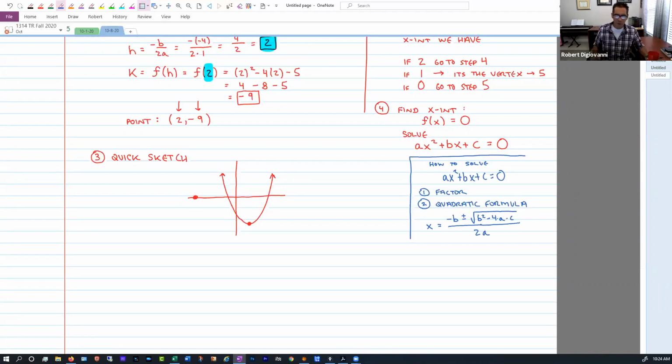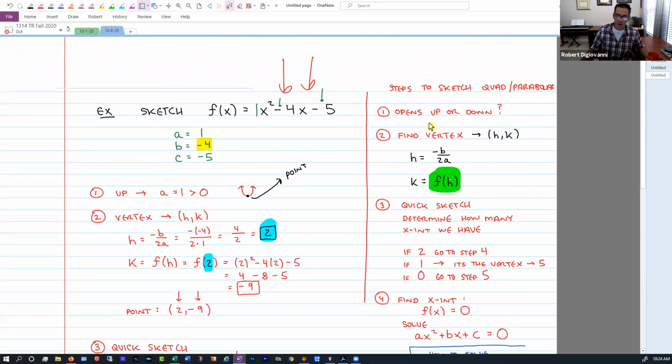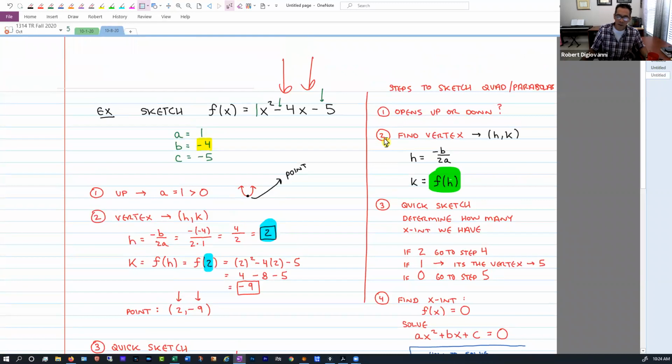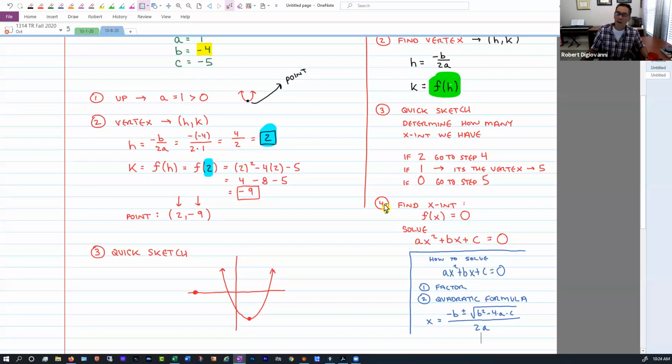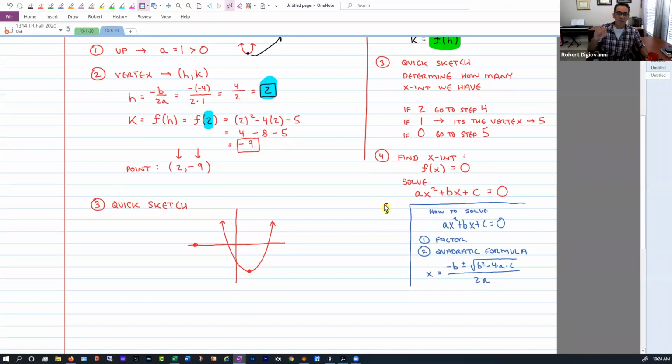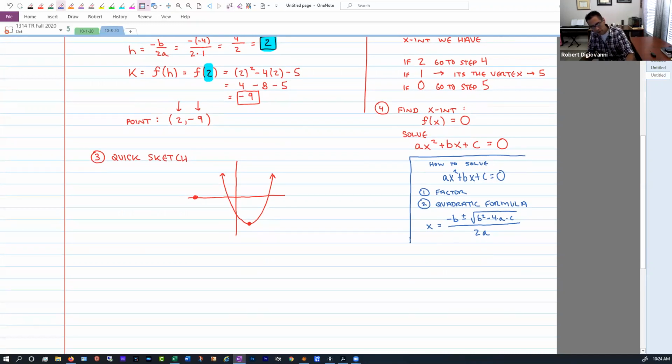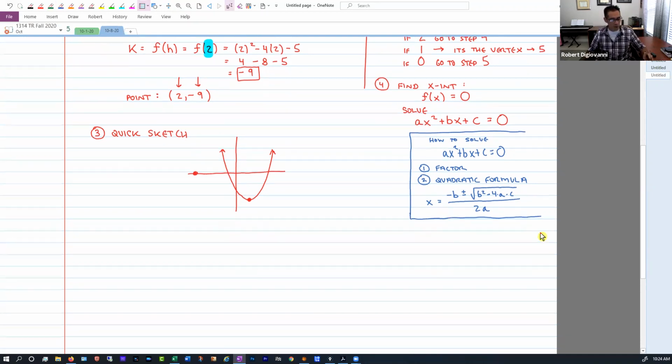I would provide that formula to you on the test. I would also tell you on the test, not how to do each of these steps, but I would just remind you: determine if it opens up or down, find the vertex, do a quick sketch, find the x-intercepts. I will give you each of the steps very generally. You have to know how to actually execute each step. But I would give you the quadratic formula. All right, so that's how we're going to solve. And so let's do that step over here with our work.